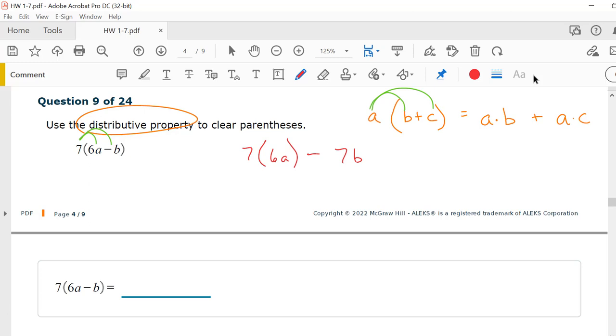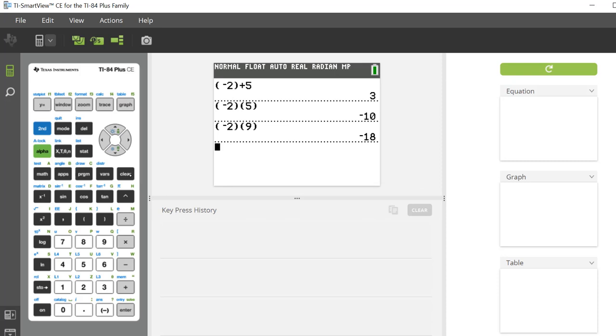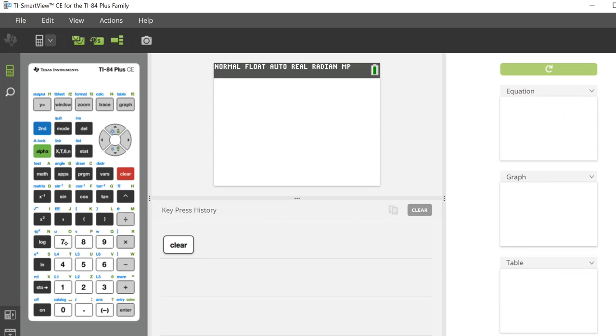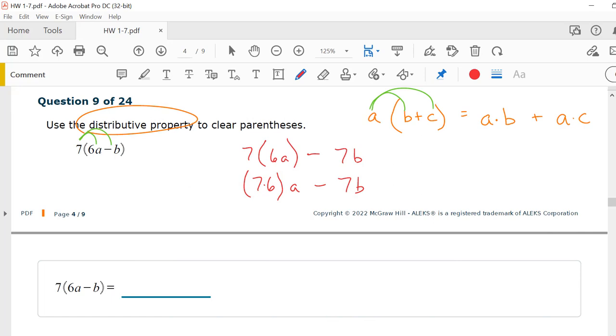Now, what is 7 times 6A minus 7B? On my calculator, what was the problem? 7 times 6. 7 times 6 is 42. 42A minus 7B. That's the answer. 42A minus 7B.